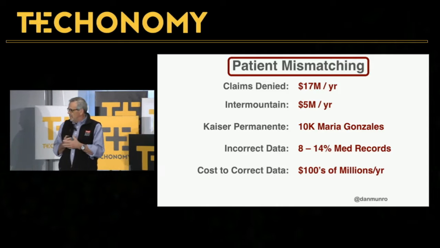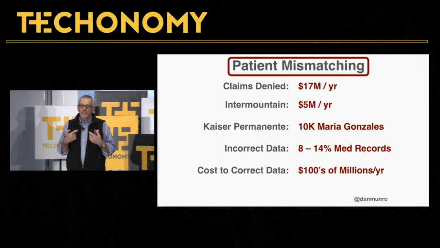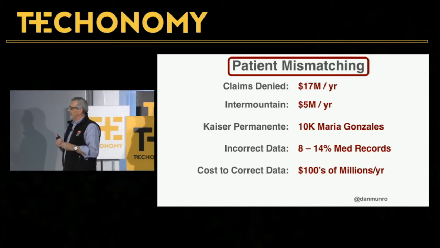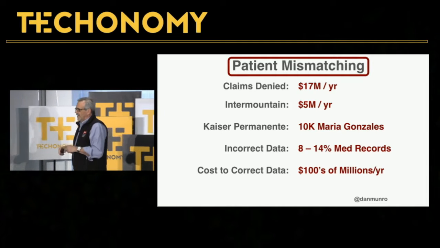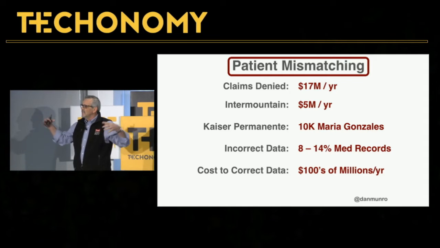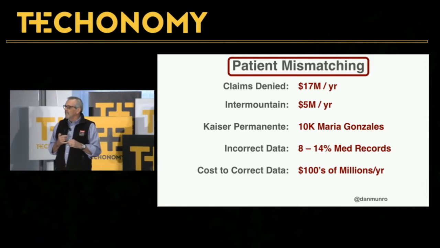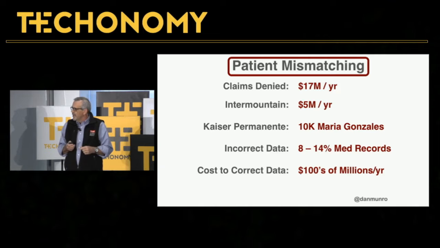The patient mismatching problem that we wind up with as a result is that in a large enough hospital system, they're going to lose about $17 million a year in denied claims just on patient mismatching. Intermountain Healthcare in Utah spends about $5 million a year just on patient matching. Kaiser Permanente has about 10,000 Maria Gonzalez's in their database. And there's a facility in Houston that has over 250 of the same name with the same birth date. When you see the size and scope of this, you begin to understand it. About 8 to 14% of all medical records have incorrect data, so the cost to correct this in the system represents hundreds of millions of dollars a year.